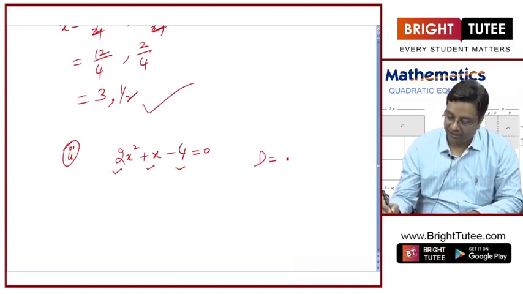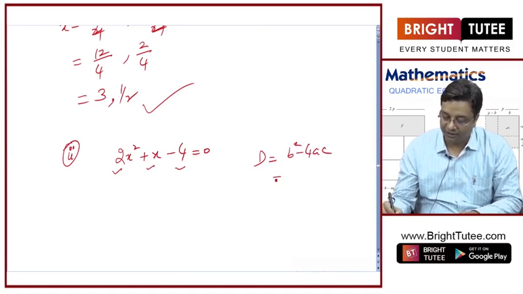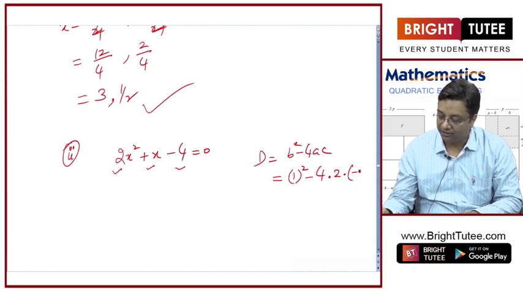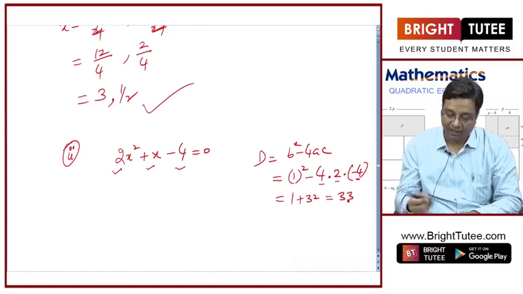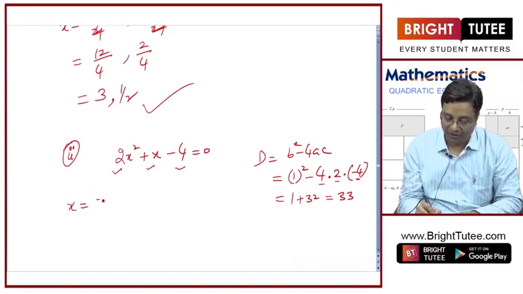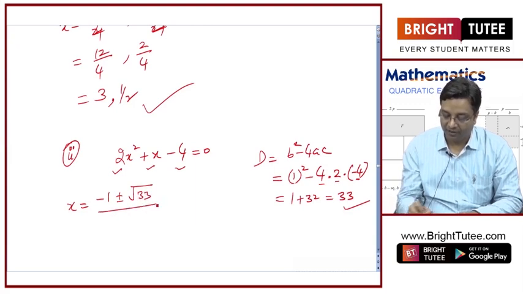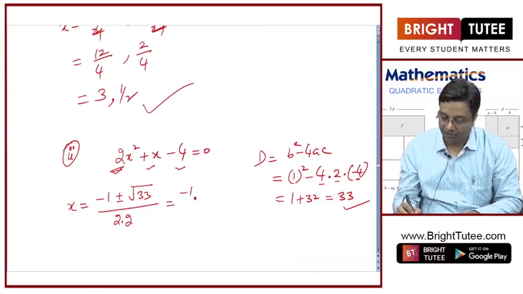So the discriminant will be b square minus 4ac, which is nothing but 1 squared minus 4 into 2 into c, which is minus 4. So d is 1 plus 8 into 4, 32. So the discriminant is 33. Now simply you place the values: minus b, so minus 1, plus minus root d, which is root 33, by 2a, which is 2 into 2, 4. So the roots are minus 1 plus minus root 33 by 4.